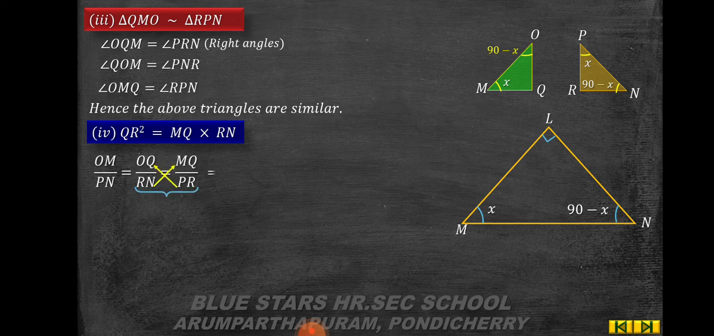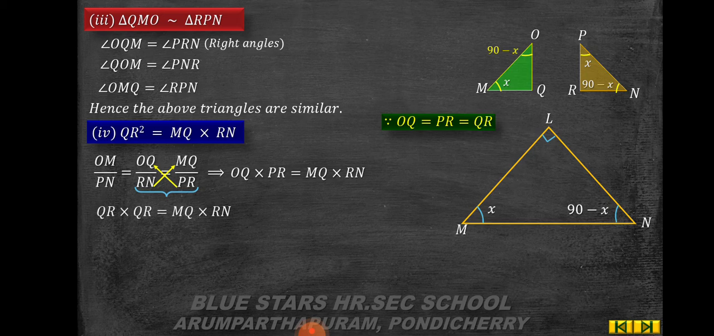So next step is you can do the cross multiplication. So OQ into PR is equal to MQ into RN. Since OQ is equal to PR is equal to QR, we can replace PR with QR. So QR into QR is equal to MQ into RN, which implies QR square is equal to MQ into RN.